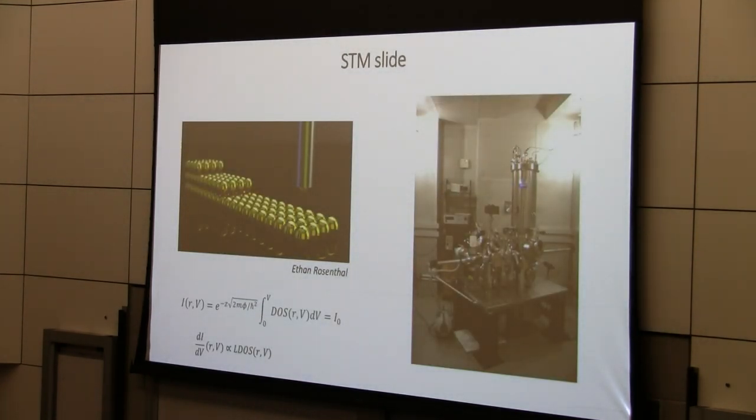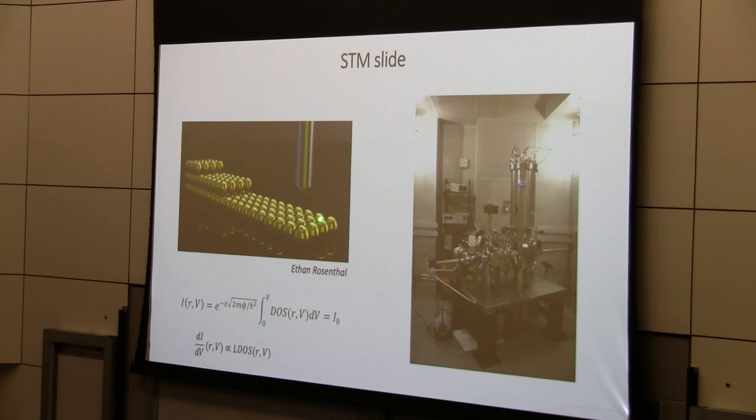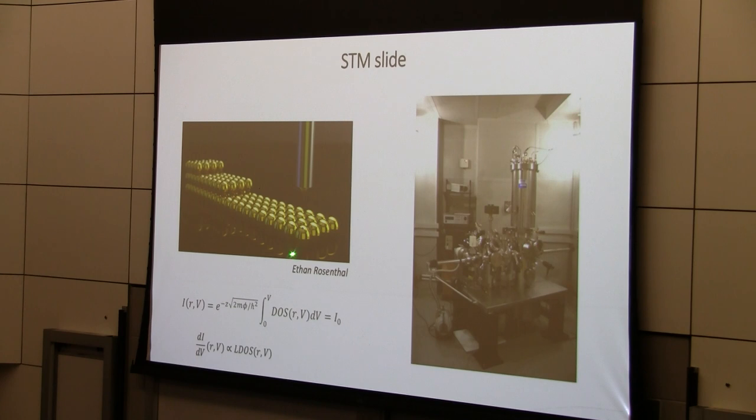Okay, so for this part of the talk, the way we do the experiments is using scanning tunneling microscopy, which there are many people here who are quite expert at this. The idea is you bring a sharp metal tip close to a surface, and if you do this, then you can flow electrical current between the tip and the surface by tunneling.